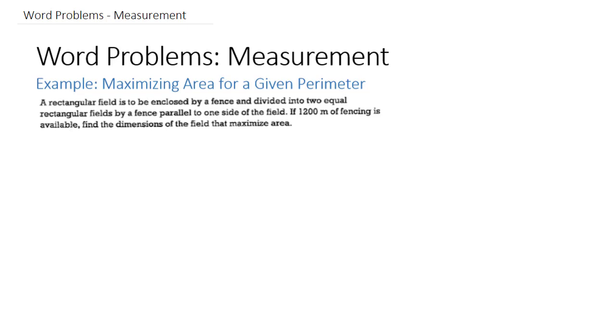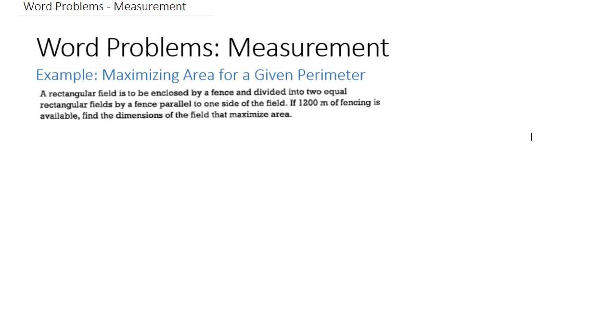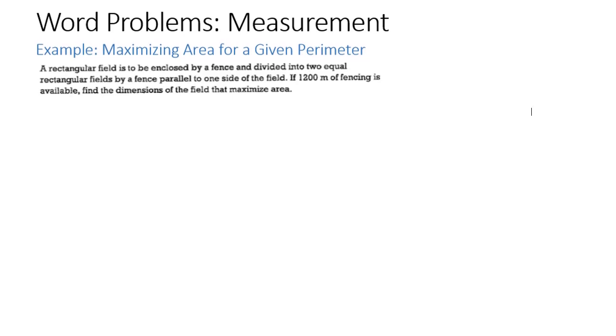Okay, we're going to look at some more word problems, maximization word problems. So when we're maximizing, remember what we're looking for is the vertex, right? Maximizing. So this one here, we're talking about maximizing area.